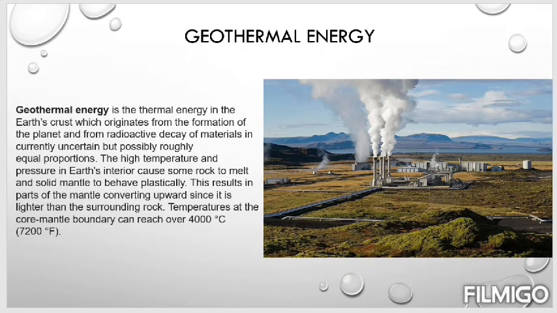The next and the last renewable energy is geothermal energy. Geothermal energy is the thermal energy in the Earth's crust which originates from the formation of the planet and from the radioactive decay of materials in currently uncertain but possibly roughly equal proportions. The high temperature and pressure in Earth's interior cause some rock to melt and solid mantle to behave plastically. This results in parts of the mantle convecting upward since it is lighter than the surrounding rock. Temperatures at the core-mantle boundary can reach over 4000 degrees Celsius, which is 7,200 Fahrenheit.